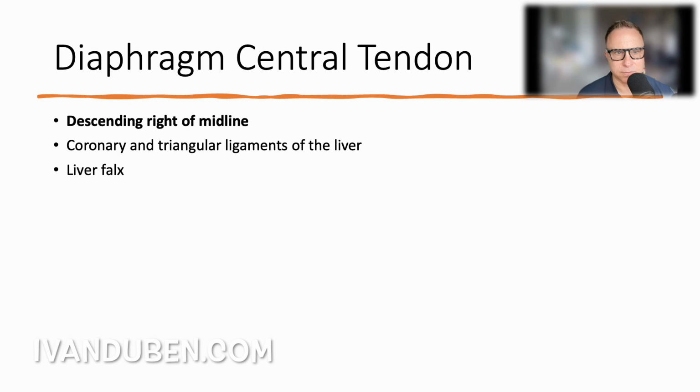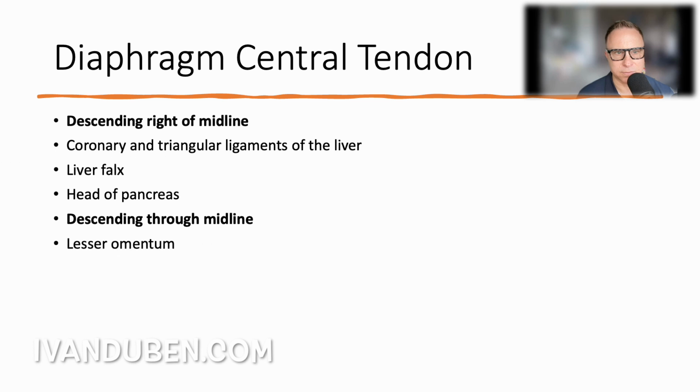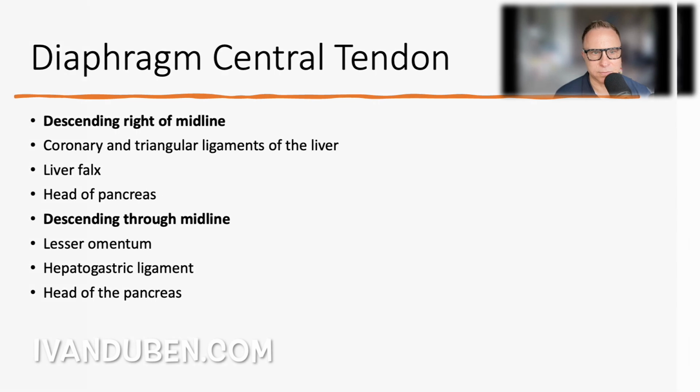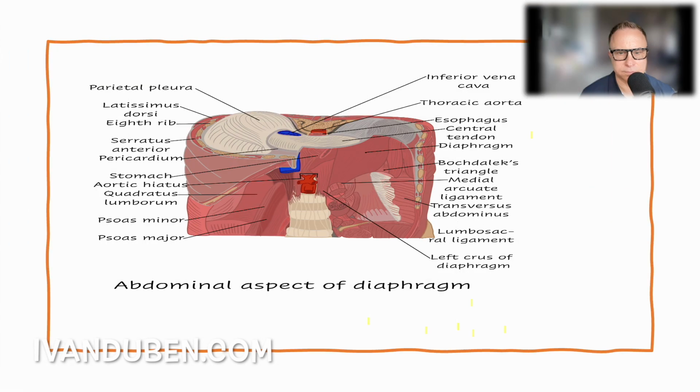We have the liver falx. We have the head of the pancreas. As we descend through the midline of the central chain, we have the lesser omentum, the hepatogastric ligament, and the head of the pancreas. Here we can see how the central tendon is poised to act as an anchor as the central chain bifurcates to the left, to the center, and to the right. And so we can appreciate the tendinous aspect of the central tendon.